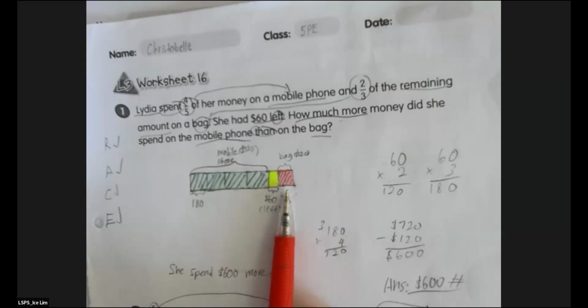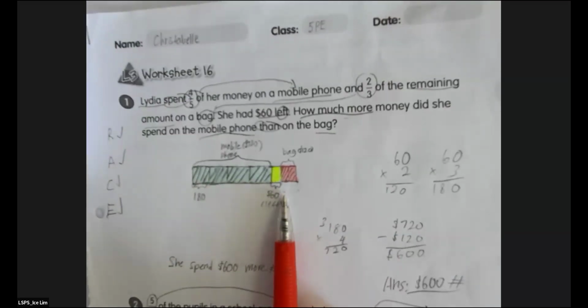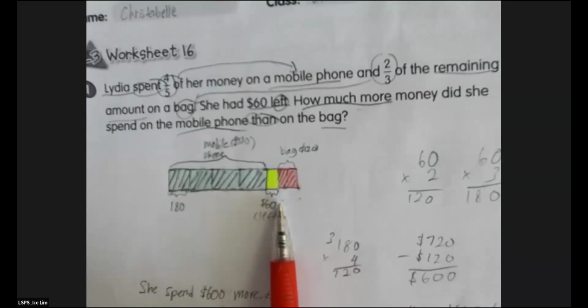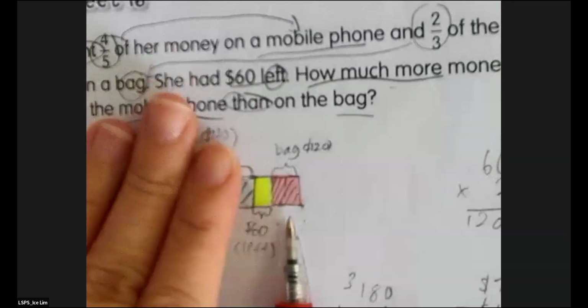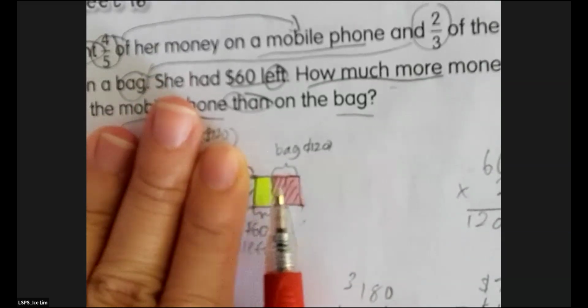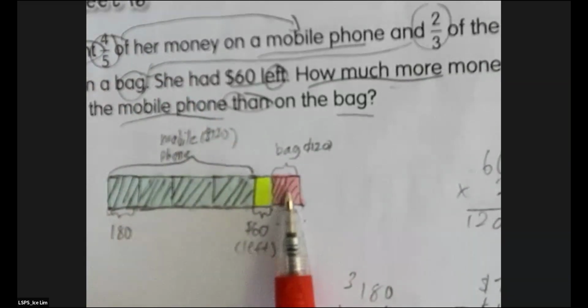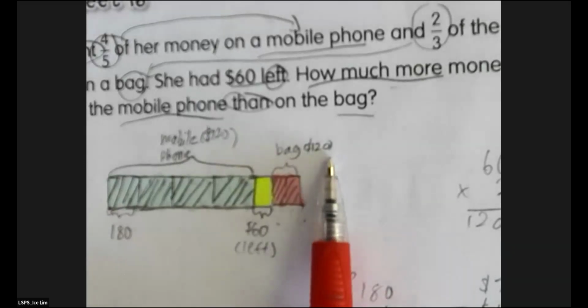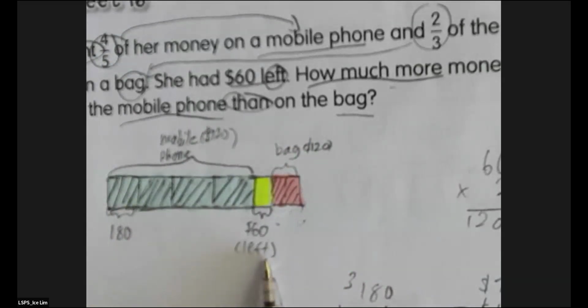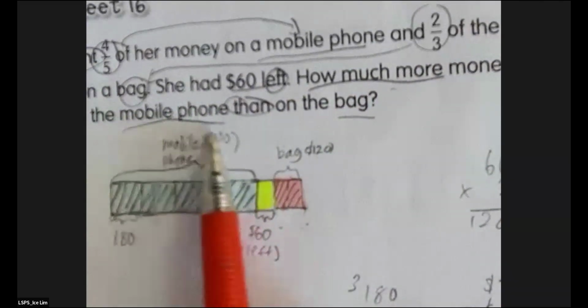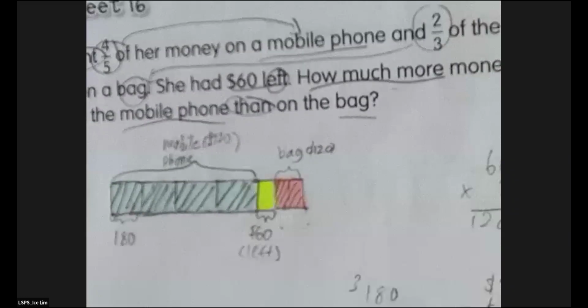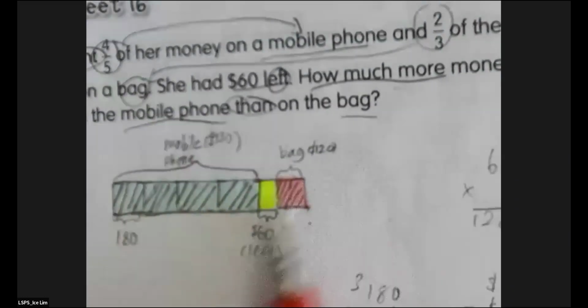And then 2/3 of the remaining. Do you think she drew the remaining correctly? So this was the remaining, and she cut it into three parts, and then she shaded in pink 2/3 on the bag. That's correct. $60 left. How much more money did she spend on the mobile phone than the bag? Honestly, there are no equations here.